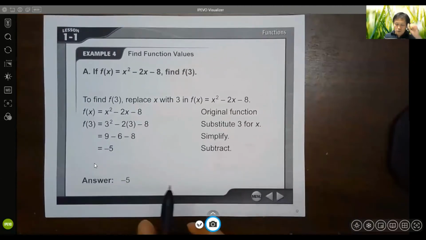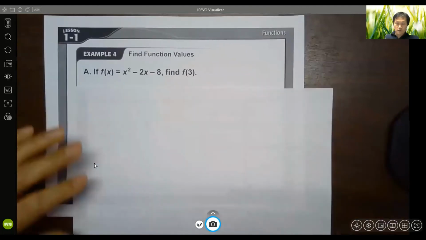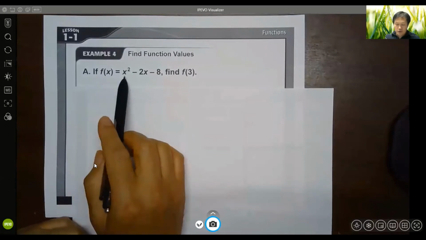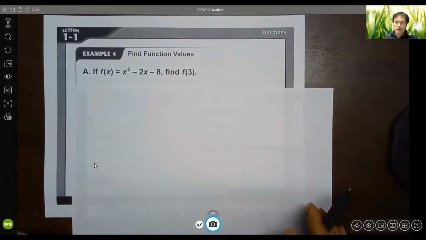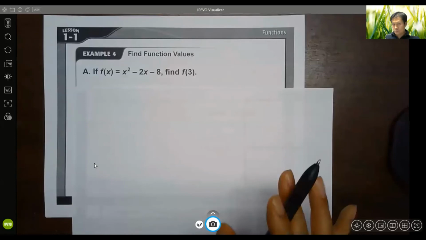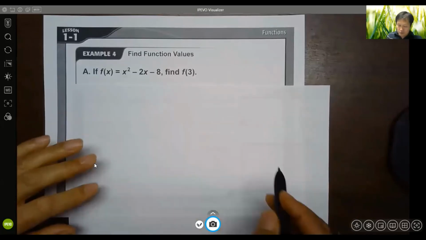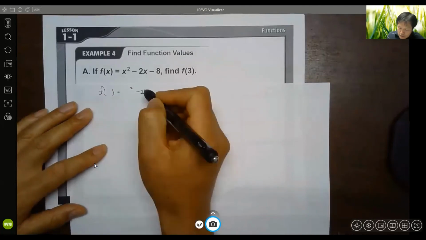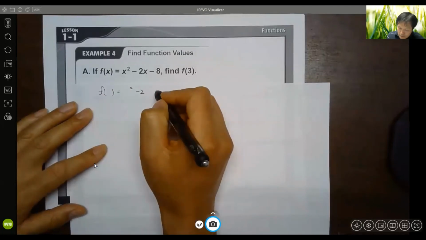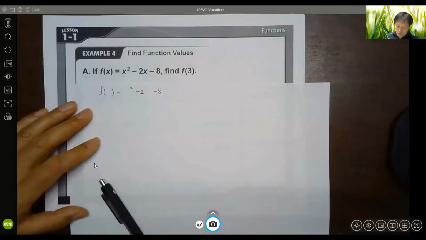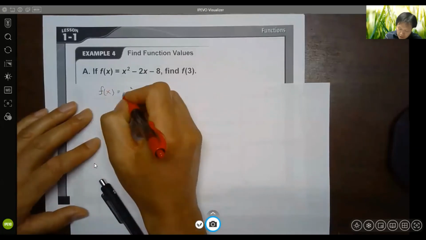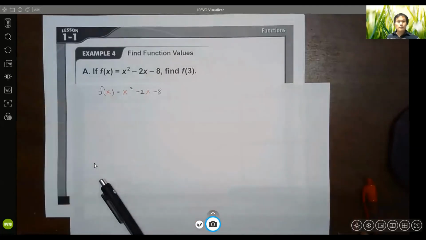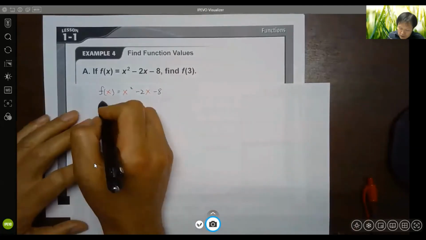Okay, example 4. Given value of f of x equal to x squared minus 2x minus 8, find f of 3. So it should be fairly simple for many of you. f of x equal to x squared minus 2x minus 8. I'm going to use different color. The question is asking, what is f of 3?